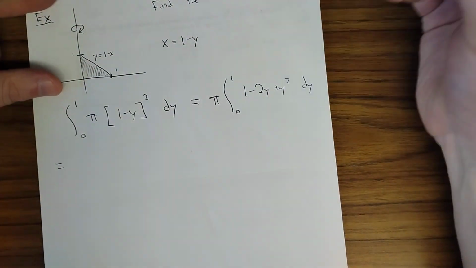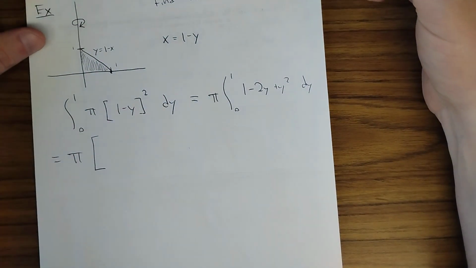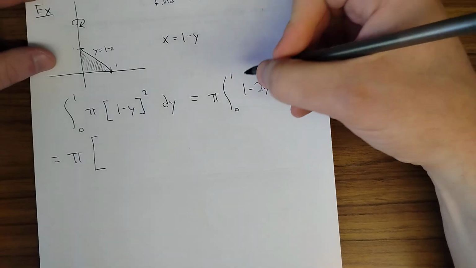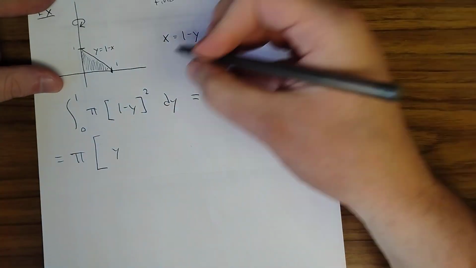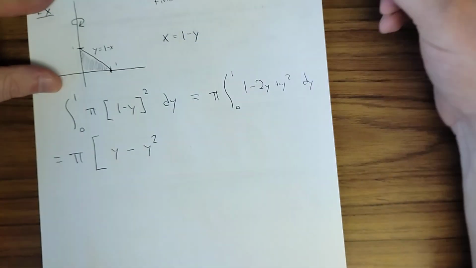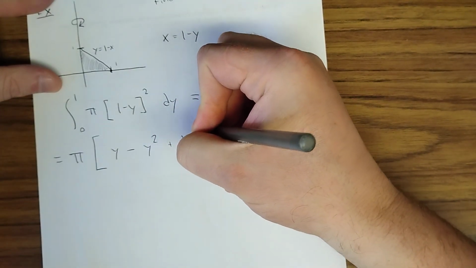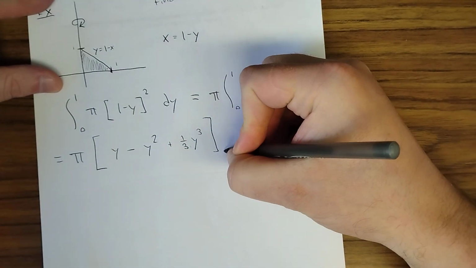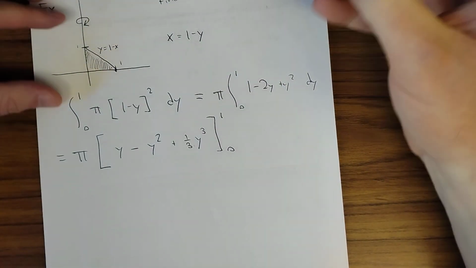Now, I'm ready to do the antiderivative. Let me keep my pi on the outside. Antiderivative of 1 with respect to y is just y. Antiderivative of 2y is y squared. Antiderivative of y squared is 1/3 y cubed. And I have to put in the numbers 0 and 1.